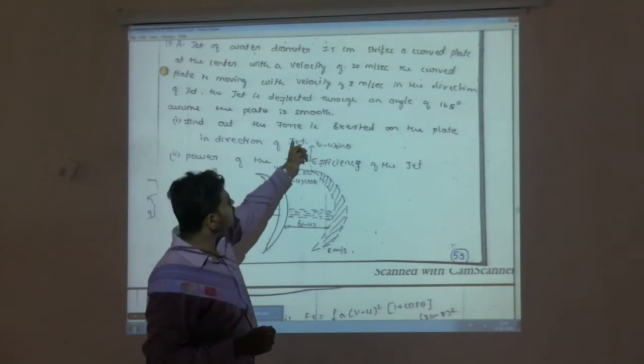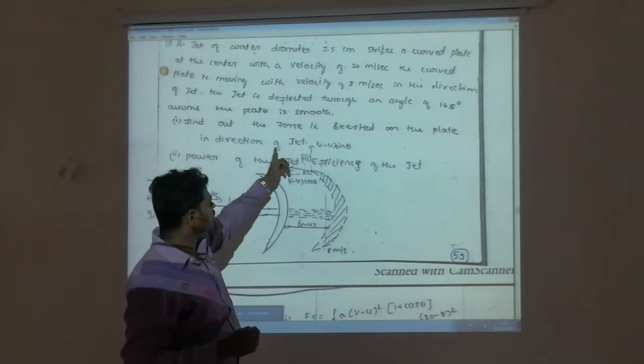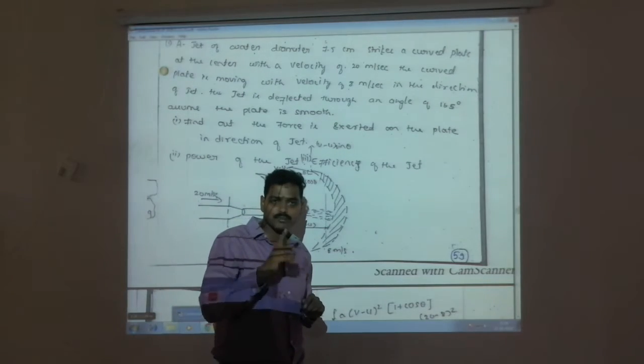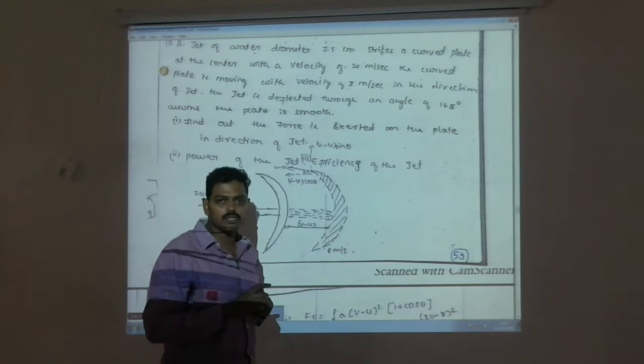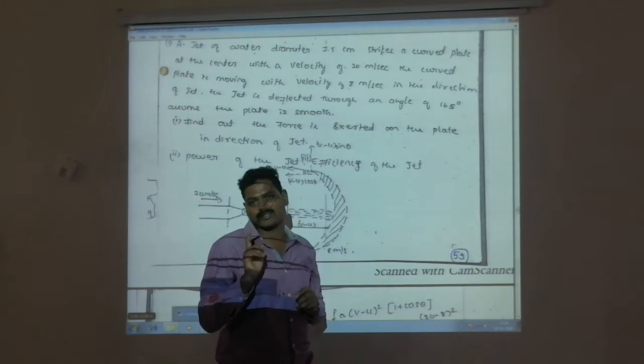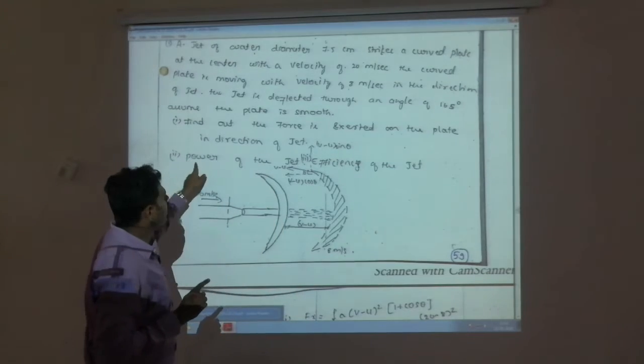So find out the force exerted on the plate in the direction of the jet. The first question is we should find out what is the force in the direction of the jet. It is nothing but Fx. So what is the equation? Fx is equal to rho a into v minus u whole square into 1 plus cos theta. The next, power of the jet.